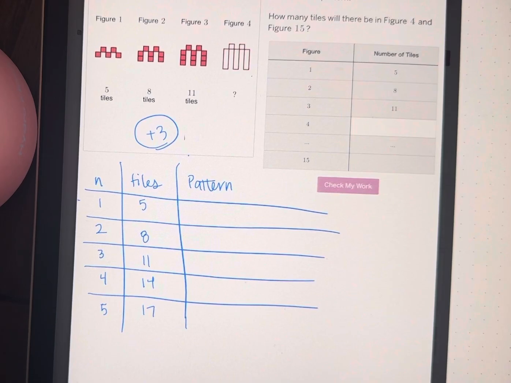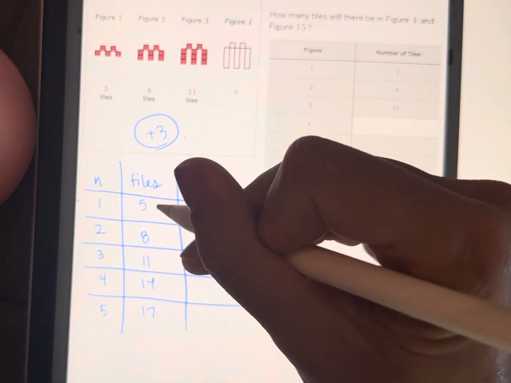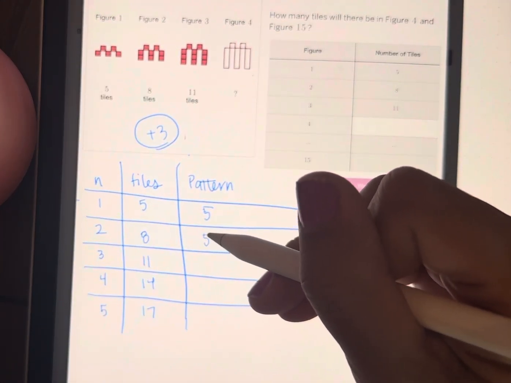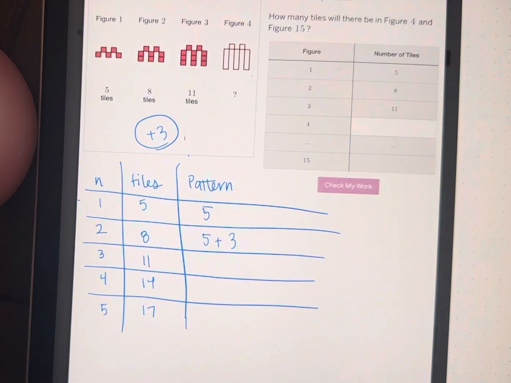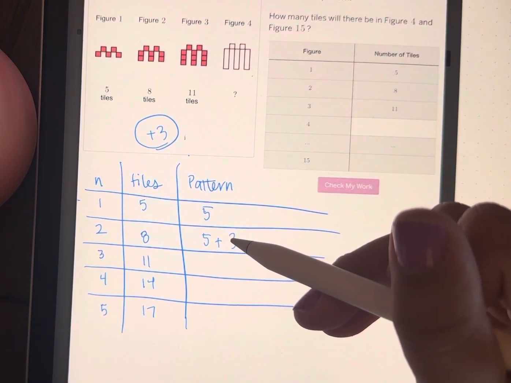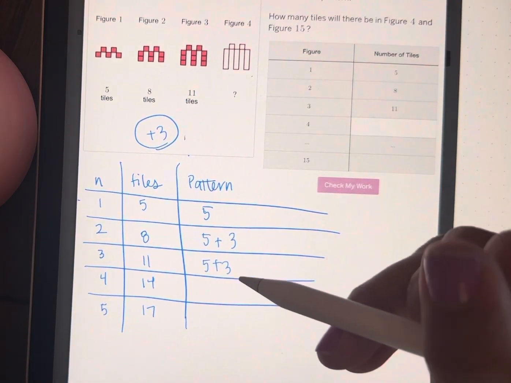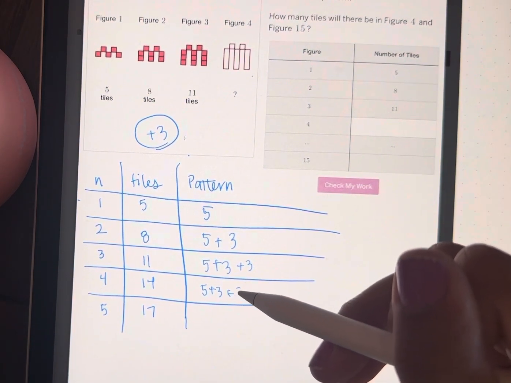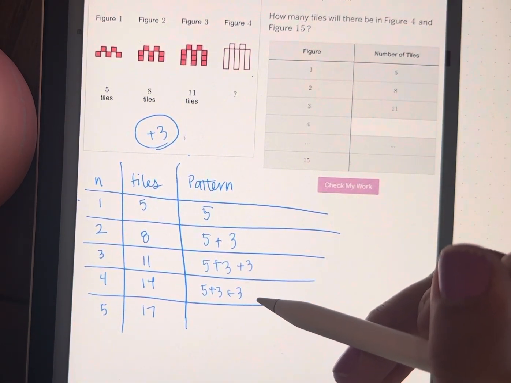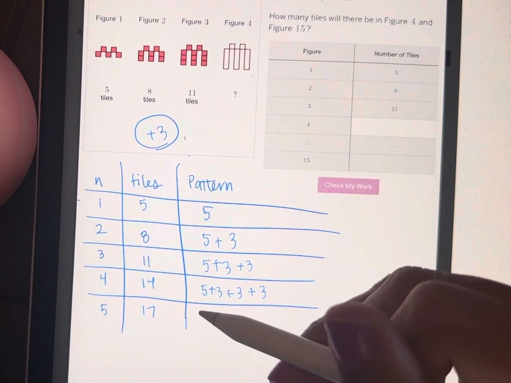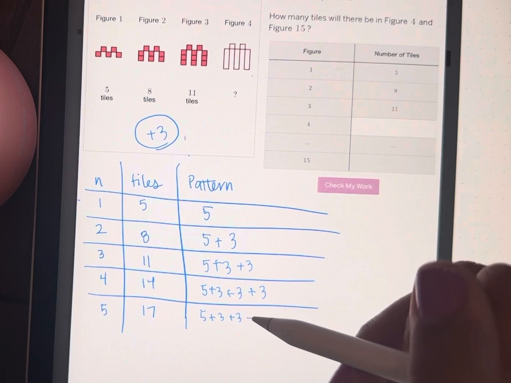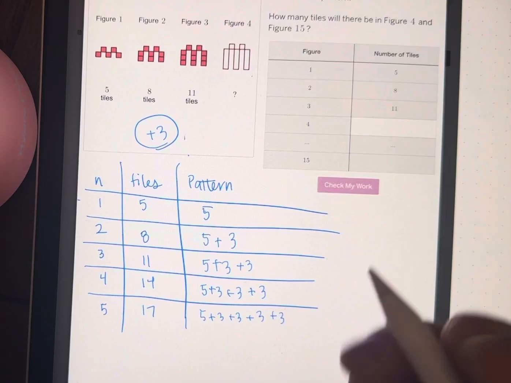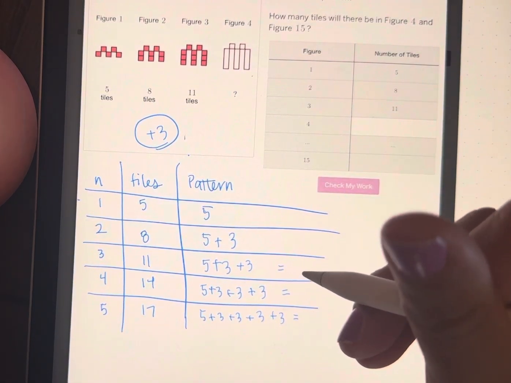So let's go create the pattern, okay? So for the first guy, it's just 5. For the second guy, it's 5 plus 3. For this guy, again, I'm going to copy the previous one down. 5 plus 3 plus another 3. In this one, it's 5 plus 3, the previous term, plus another 3. And now it's 5 plus 3, plus 3, plus 3. That's the previous term, plus another 3. Okay. Now let's go rewrite this to come up with the pattern.